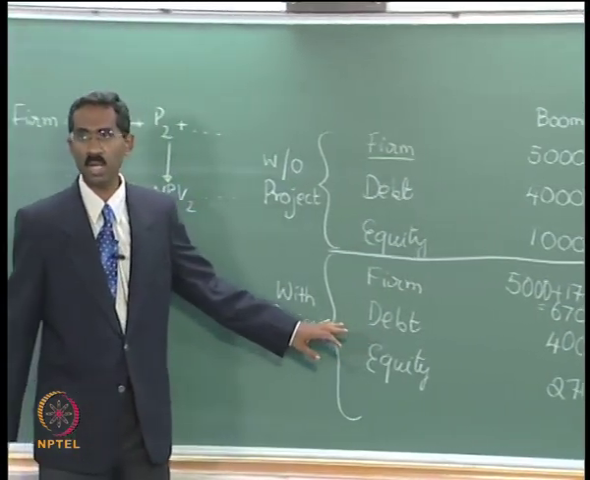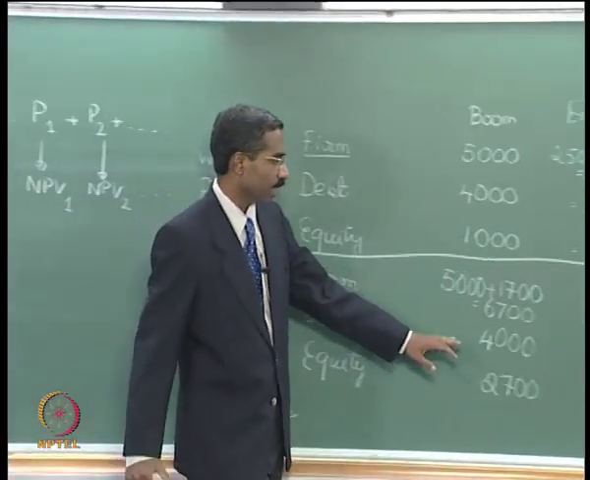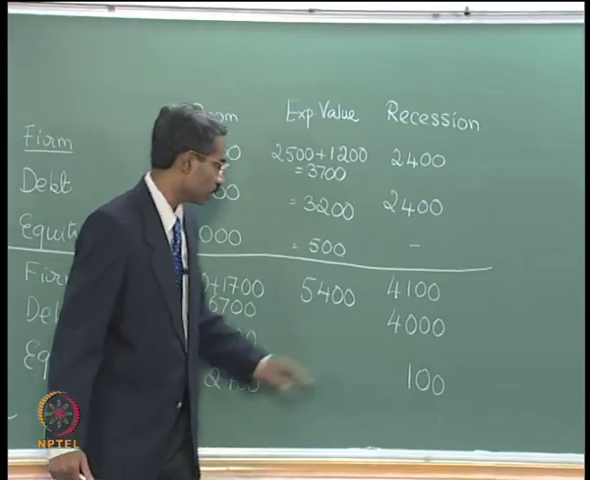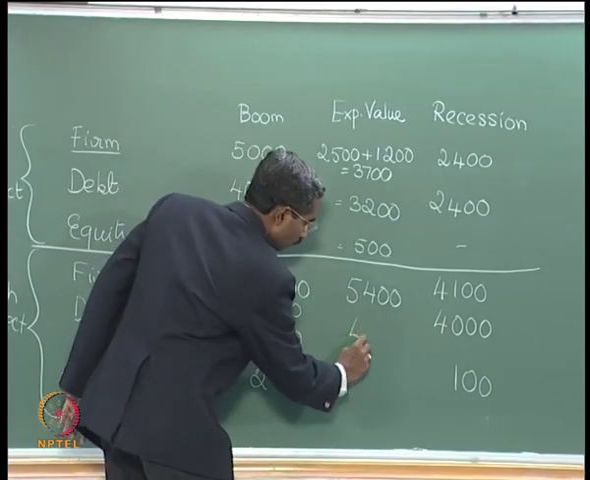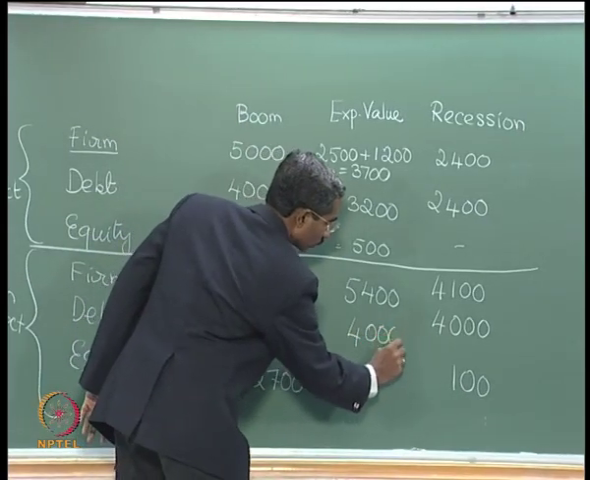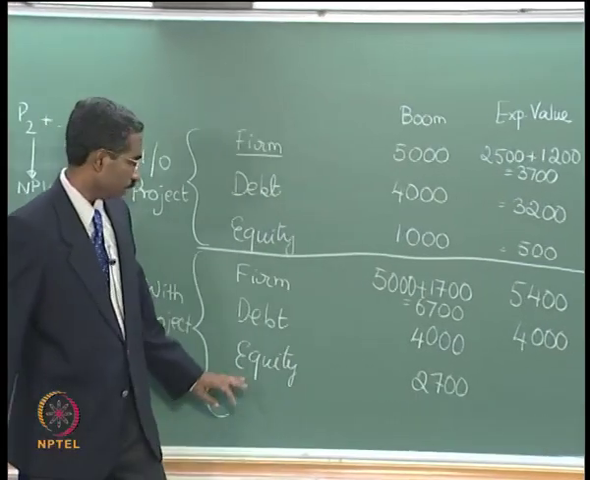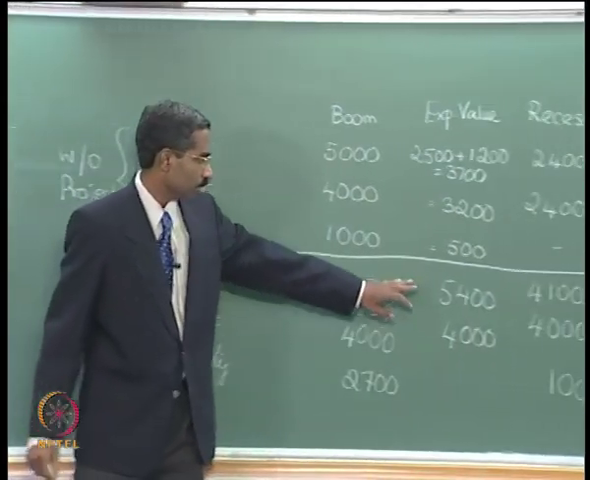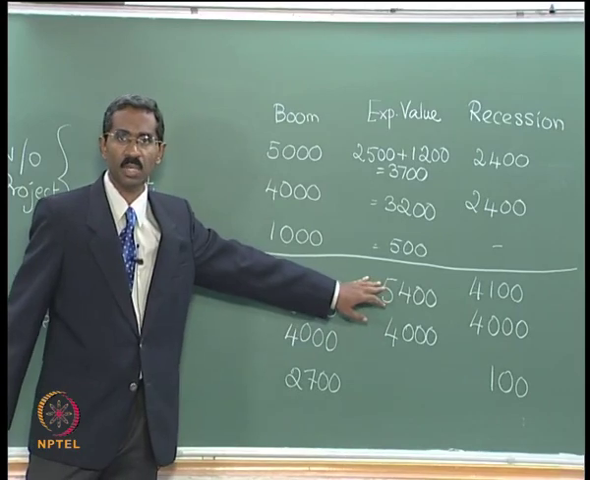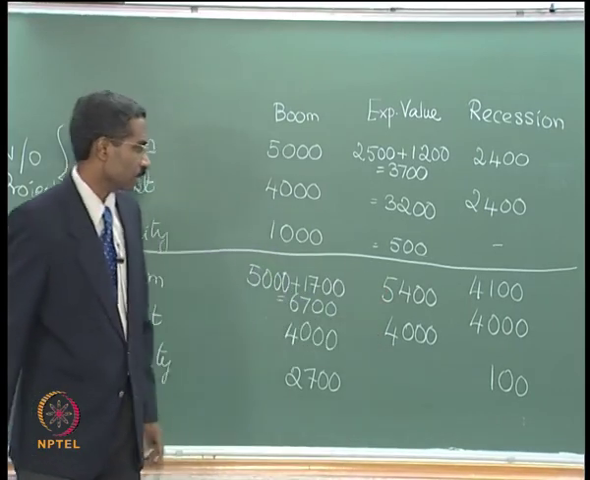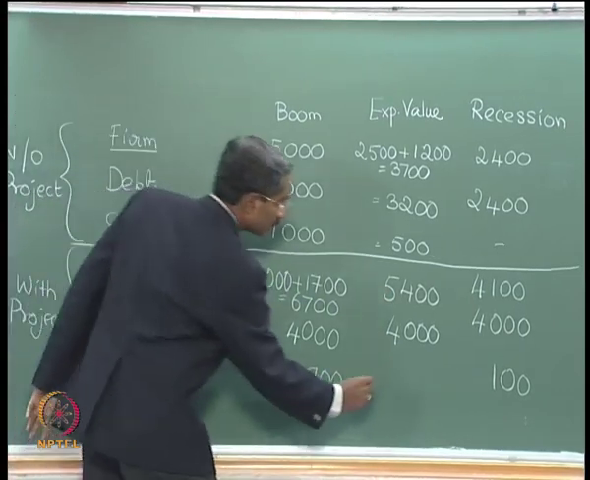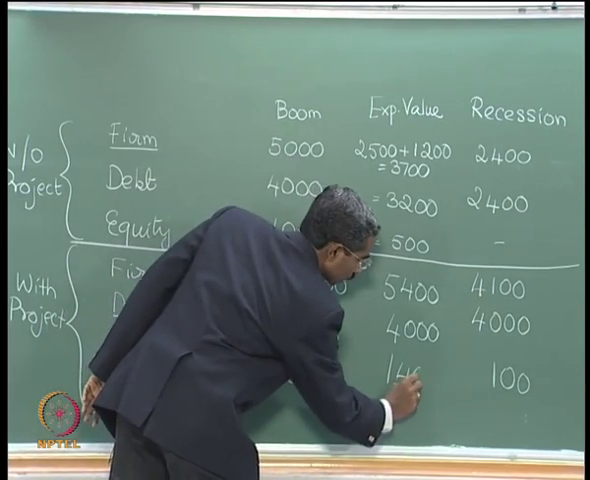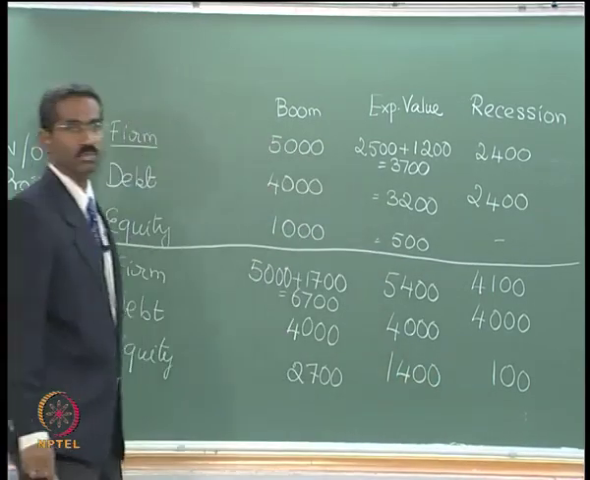Now let us look at what happens in the case of debt. The debt holders get paid 4,000 in both the scenarios, so the expected value of debt will be 4,000. And in the case of equity, the difference between the expected value of the firm and the expected value of debt will be the expected value of equity, so that will be 1,400.